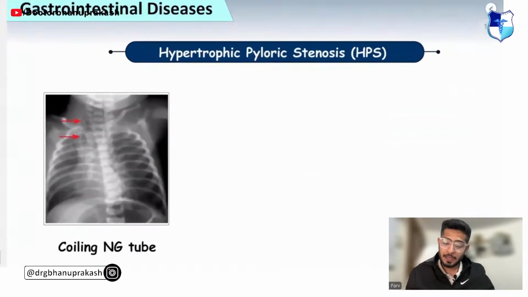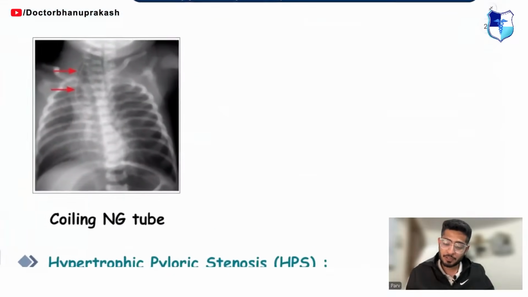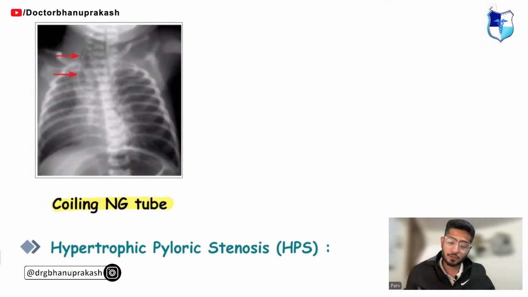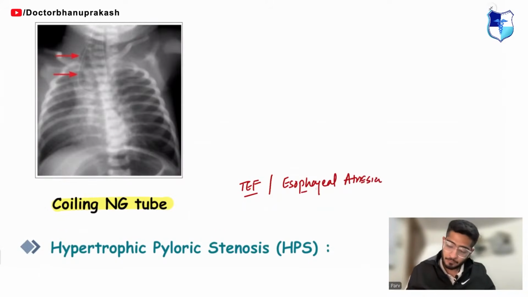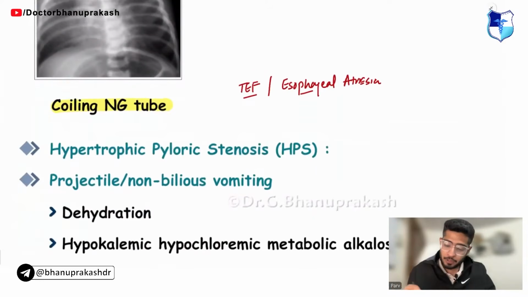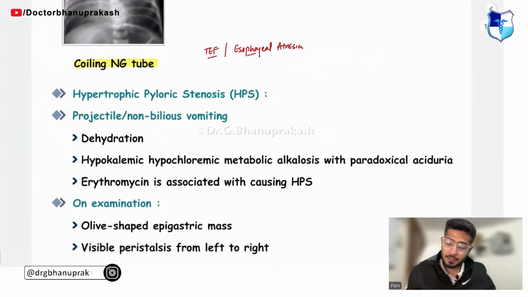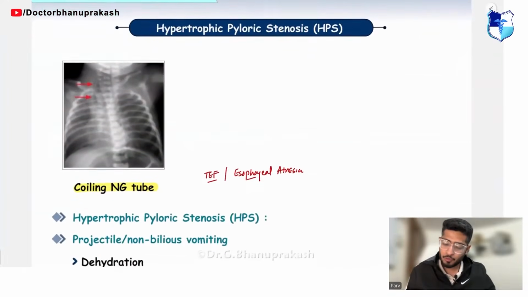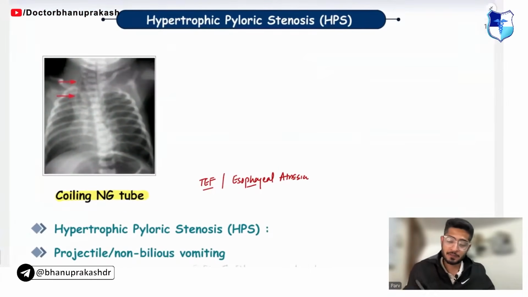Coming on to the gastrointestinal tract. If you are having coiling of the nasogastric tube, of course you will have what? This is tracheoesophageal fistula or esophageal atresia. Esophageal atresia is going to be there. And what are you going to have in this? This I have told you, hypertrophic pyloric. This coiling is actually this much. This is the first thing.